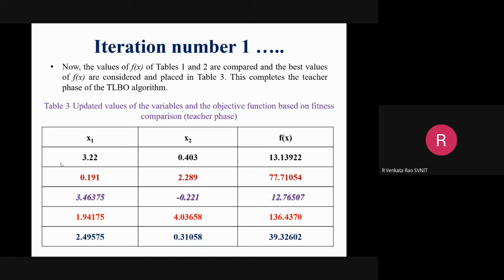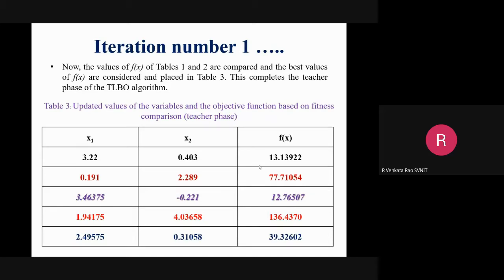In this TLBO algorithm, what we assumed is that each learner will interact randomly with any one of the remaining learners. Suppose learner 1 can interact with learner 2 or learner 3 or 4 or 5. Any one of the remaining learners he can interact with. So let us say learner 1 is interacting with learner 2. This can be random interaction. Learner 1 can interact with learner 4 also. The program will automatically take care of it. But for our understanding, let us say the first learner is interacting with the second learner.